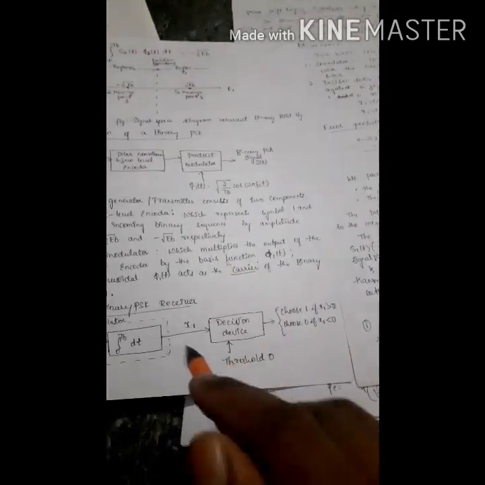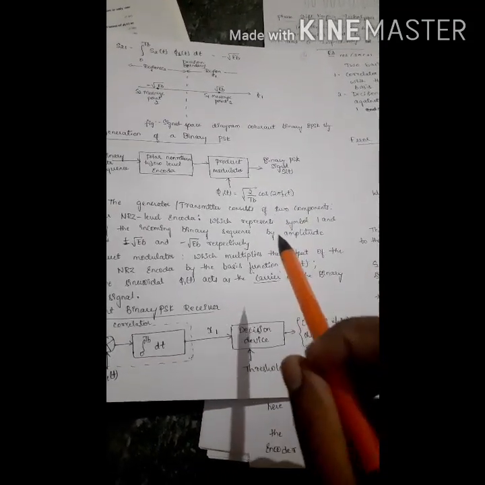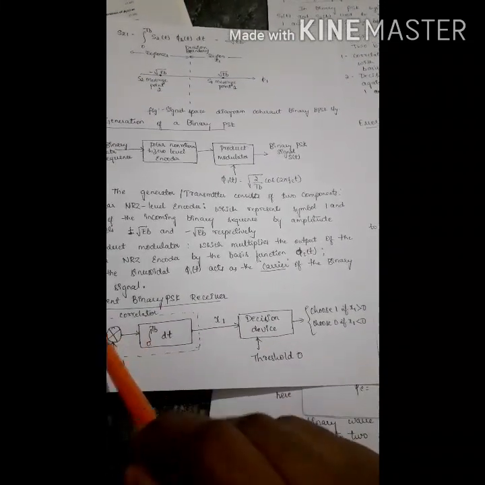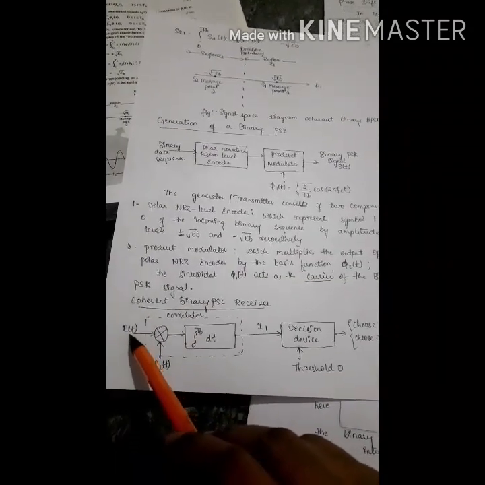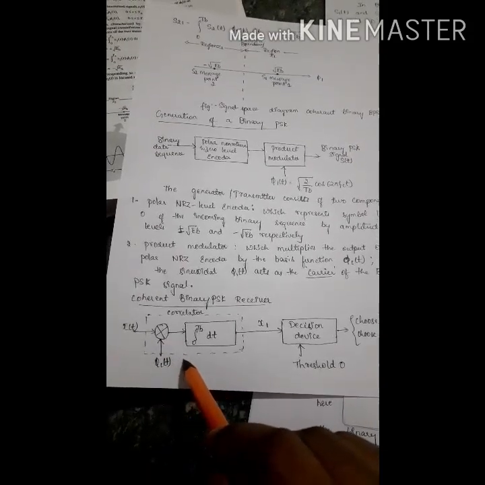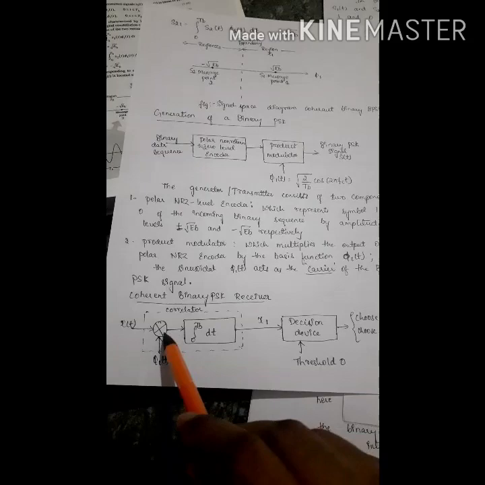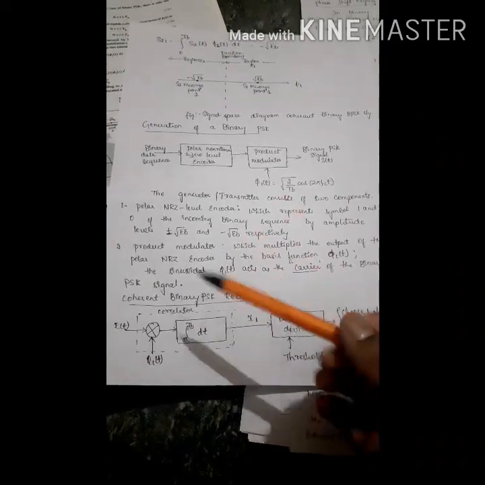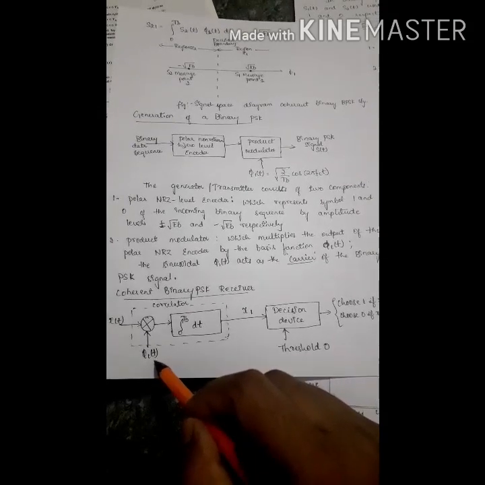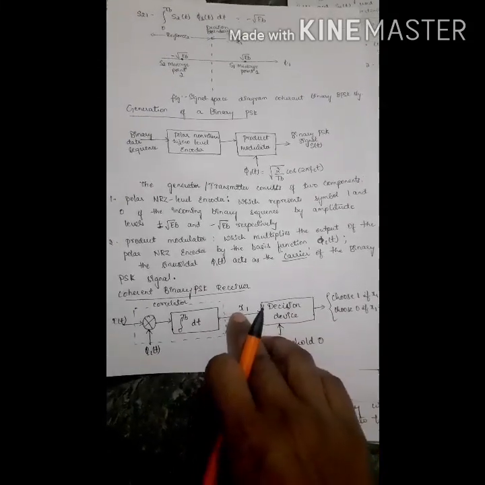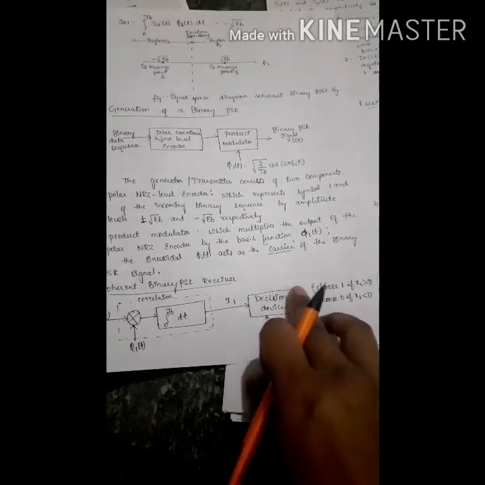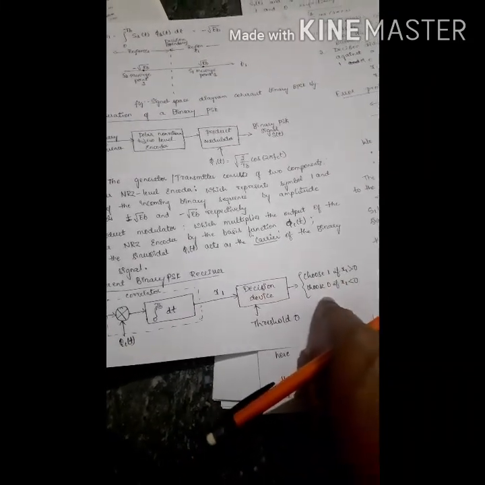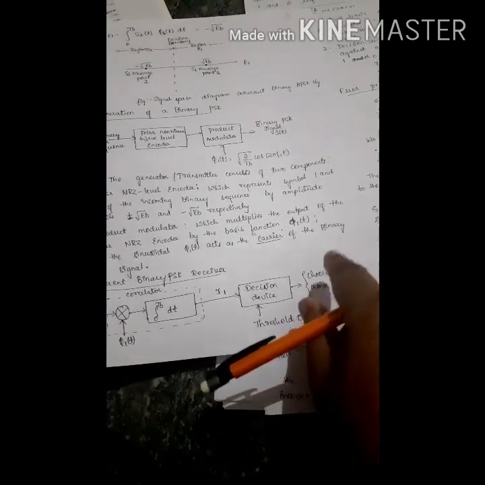There are two basic components in the binary PSK receiver, the correlator as well as the decision device. The correlator correlates the received signal x of t with the basis function phi 1 of t on a bit by bit basis. The x of t signal is a continuous signal, either for 1 or 0, which is multiplied with phi 1 of t and integrated, and we get x1. The decision device, at a threshold value equal to 0, decides whether the binary symbol is 1 or 0.